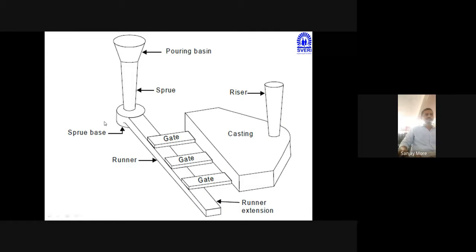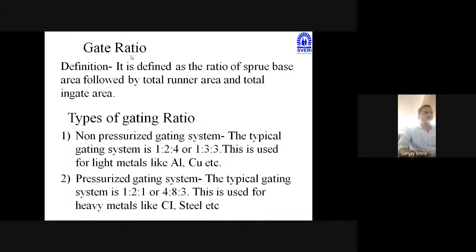Here, see this diagram. This diagram is not required to draw. Here, pour basin means you have to pour liquid molten metal here, then spur. Then this is the runner, and this is the gate. Different types of gates. Then this liquid molten metal goes through this casting with the help of a number of gates, and after filling this casting, the extra liquid molten metal goes through the riser, then you have to stop pouring liquid molten metal in the pour basin.